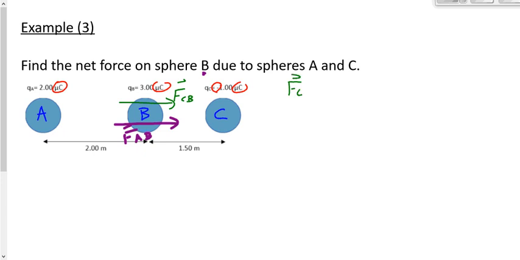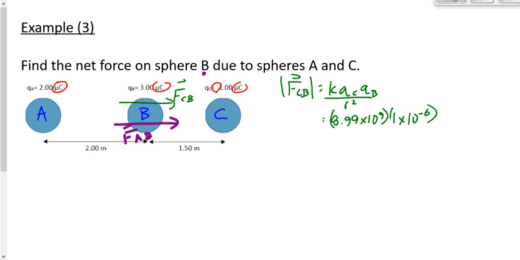FCB is going to be kQC QB over R squared. It's 8.99 times 10 to the 9 times QC, which is 1 times 10 to the negative 6. Notice we dropped the sign of the charge in there, right? We never sub it into an equation. Times 3 times 10 to the minus 6. I'm not forgetting that exponent because I circled it in red. Divided by R, which is 1.50 meters. I'm going to square that.